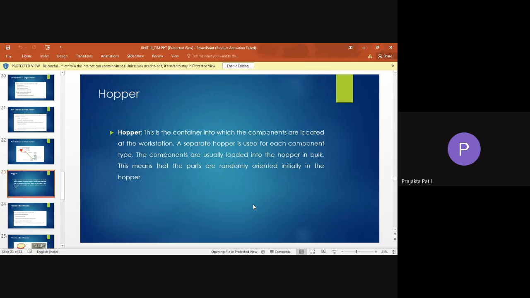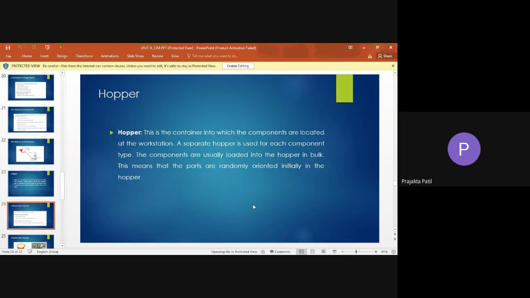For example, if you want a nut to be directed at the assembly station, you cannot have the part delivery system designed for a bolt, because there are constraints with respect to a nut. There will be different constraints with respect to a bolt. So based on the part that needs to be assembled, you are going to have the complete part delivery system designed. So basically, what is a hopper? It is a container in which the components are located at the workstation.